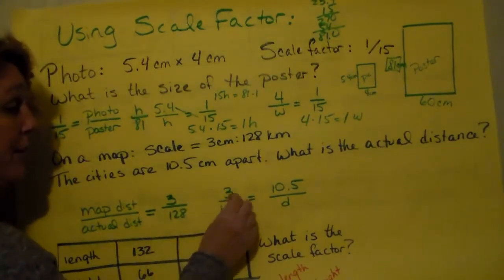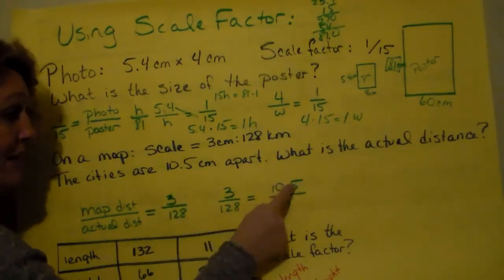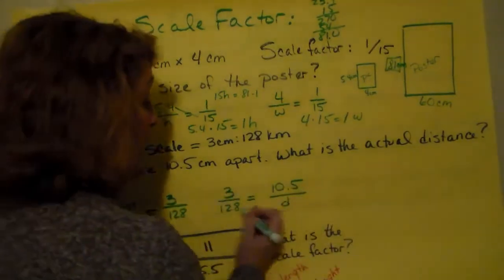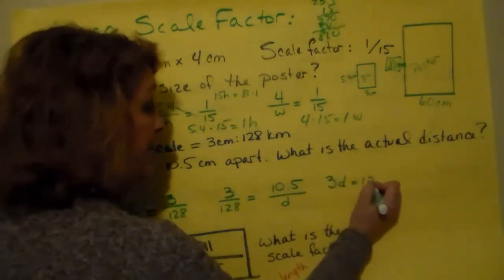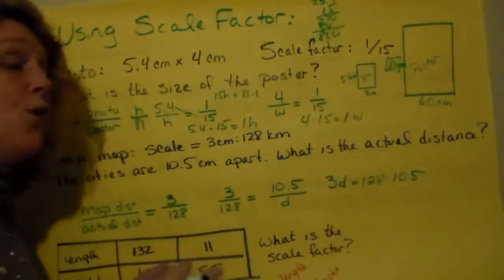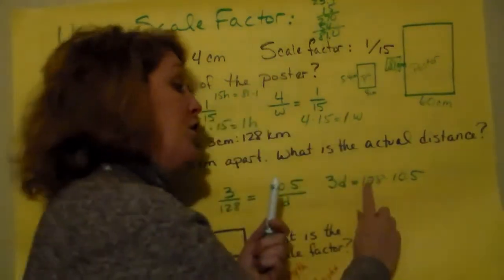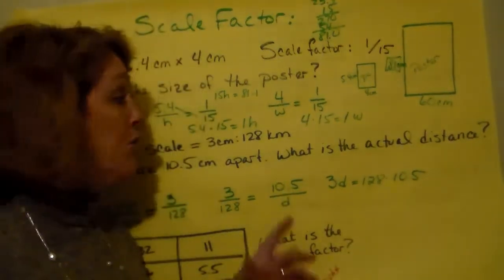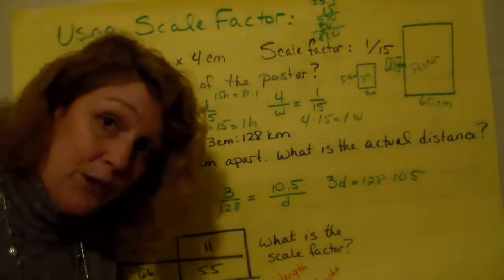So we've matched up the scale factor with map distance, actual distance, map distance, actual distance. This is the one we don't know. So now we can cross multiply: 3 times d equals 128 times 10.5. And this shows you the way to do the math. Now you can follow through with this problem. You can do 128 times 10.5, and then you divide both sides by 3, and you can tell me the actual distance. Does this make sense to you?